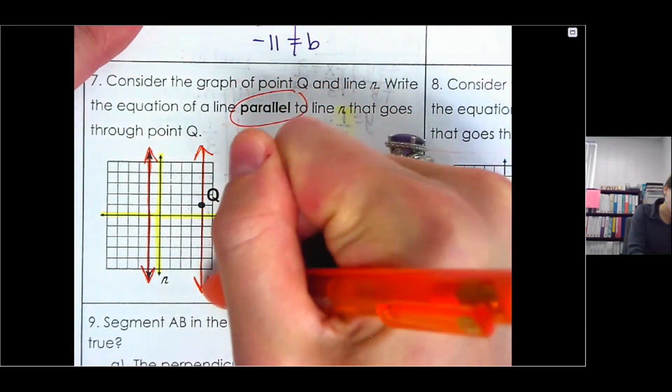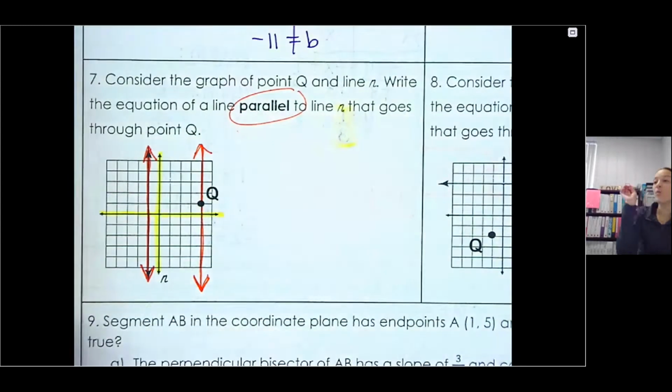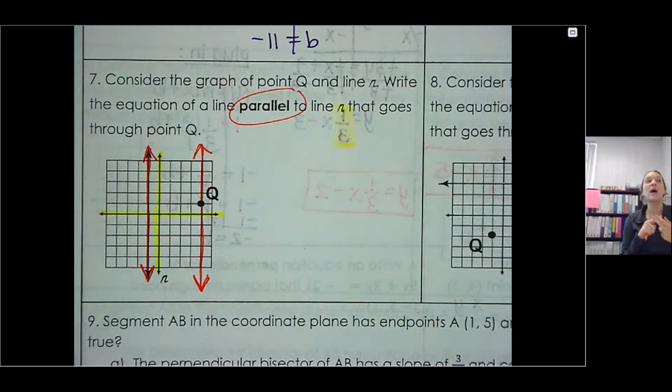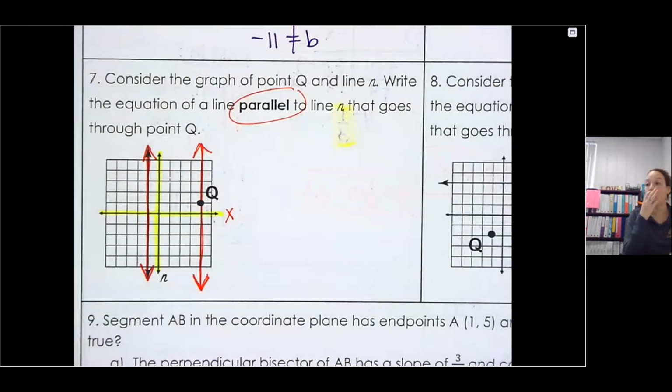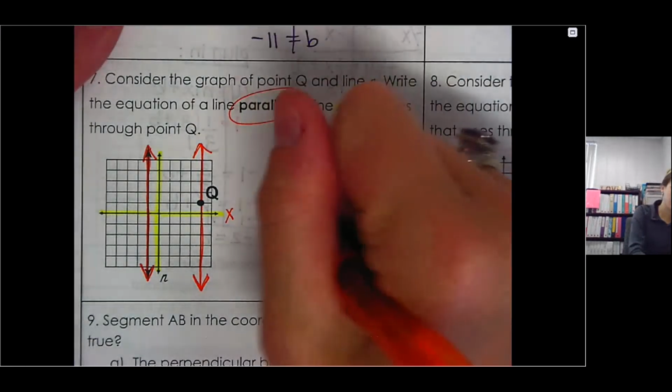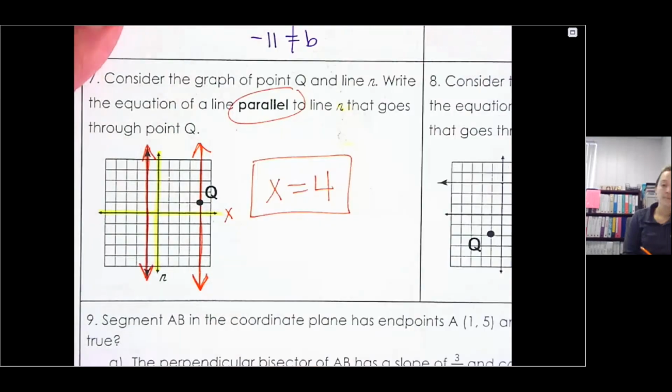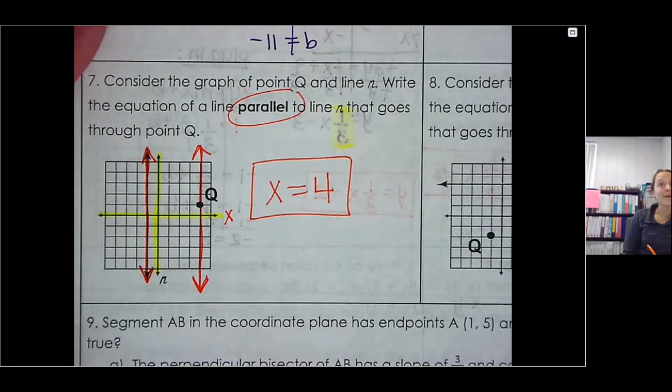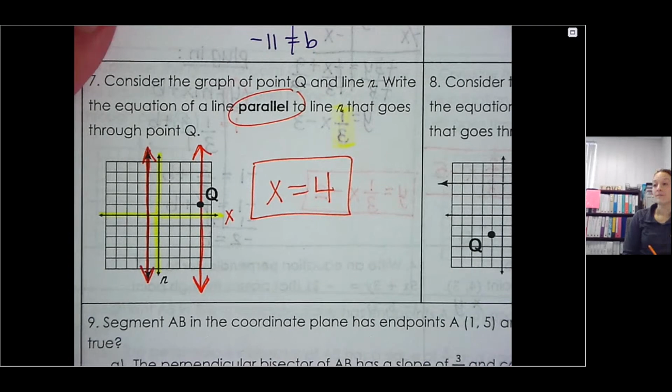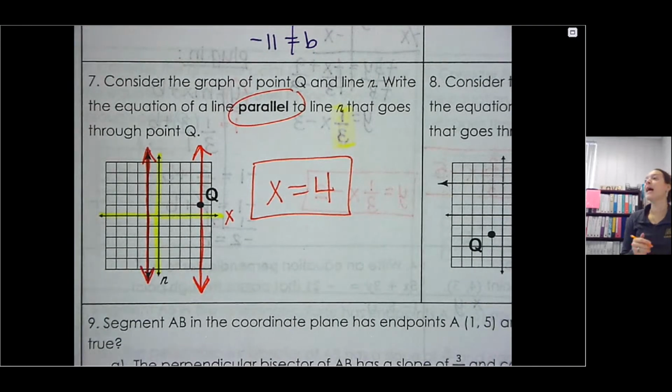Now, if you remember, all you have to do is write where it crosses either the X or Y axis. So does this line cross the X axis or the Y axis? X axis. At what number? At 4. So your equation is X equals 4. That's the answer. If it's Y equals, then it is horizontal. X equals is up and down.